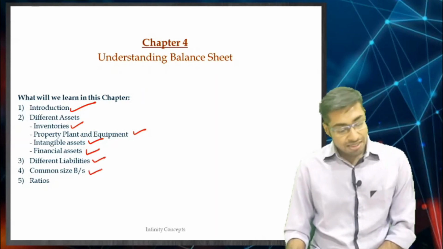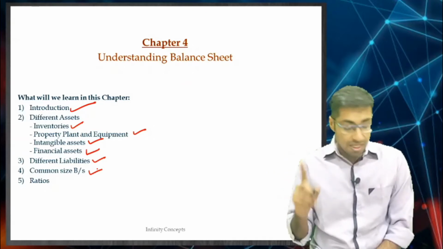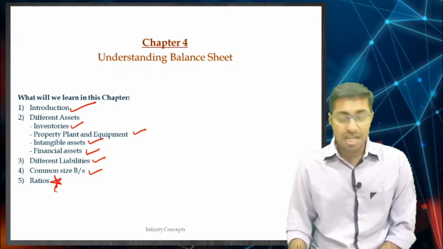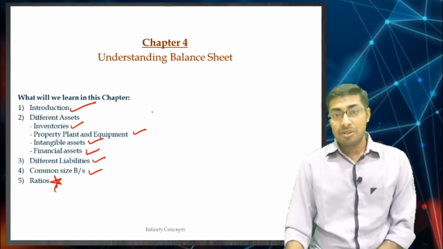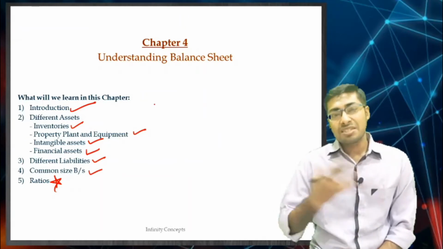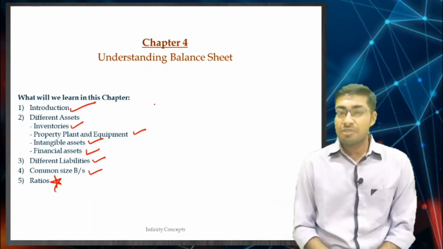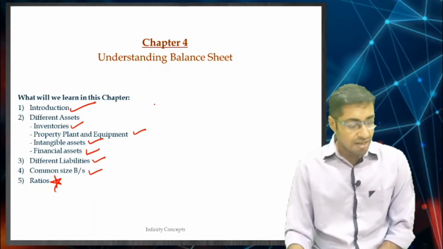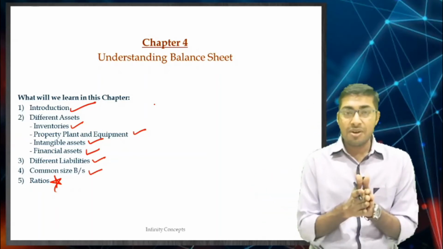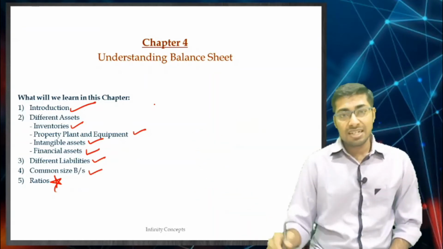Then the common size balance sheet. The way we learned common size income statements, we will now learn the common size balance sheet. And the different ratios, because the balance sheet also has a lot of ratios: debt to equity ratio, and many turnover ratios, liquidity ratios, and leverage ratios, and so on. We would have done some of these during your Level 1 curriculum, but we will also be seeing them currently.